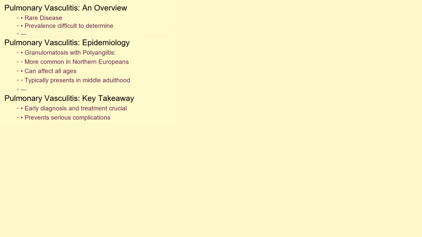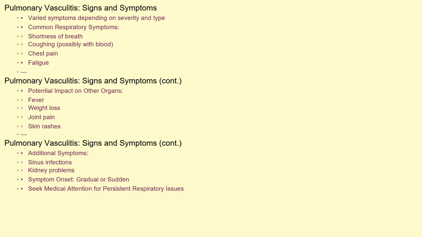Pulmonary vasculitis is considered a relatively rare disease, though its exact prevalence is difficult to determine. Certain types, like granulomatosis with polyangiitis, are more common in individuals of Northern European descent. The disease can affect people of all ages, but it typically presents in middle adulthood. It's important to remember that while rare, early diagnosis and treatment are crucial for managing the condition and preventing serious complications.